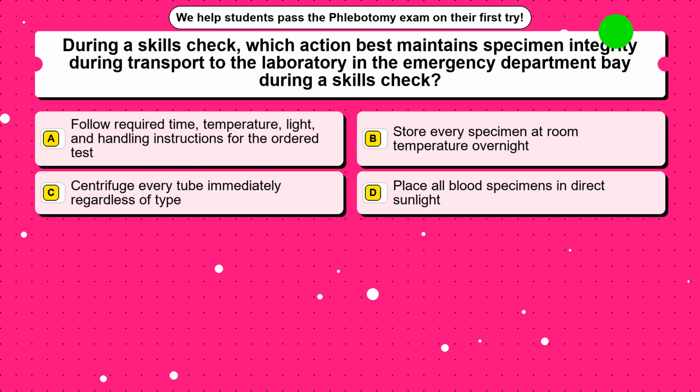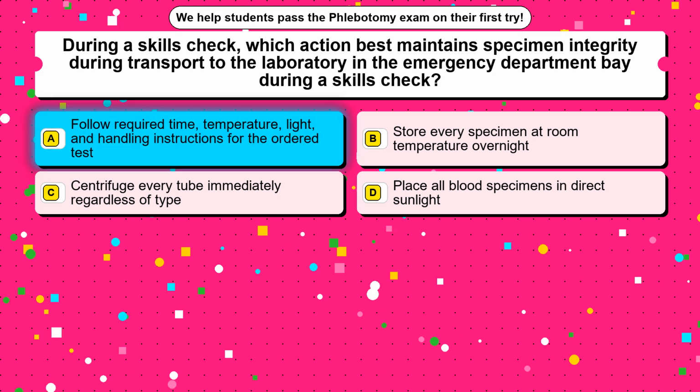Question 31. During a skills check, which action best maintains specimen integrity during transport to the laboratory in the emergency department bay during a skills check? Option A, follow required time, temperature, light, and handling instructions for the ordered test. Option B, store every specimen at room temperature overnight. Option C, centrifuge every tube immediately regardless of type. Option D, place all blood specimens in direct sunlight. The correct answer is option A.